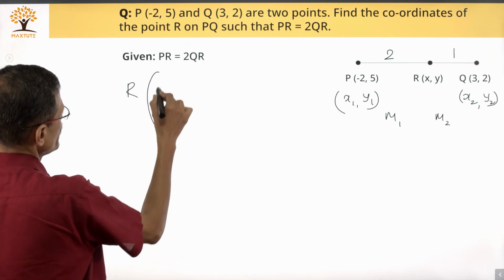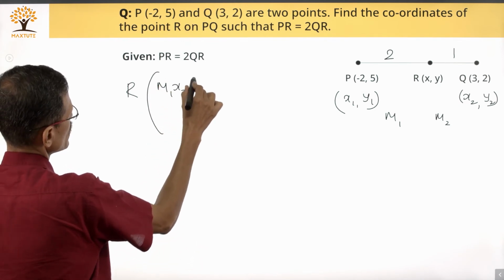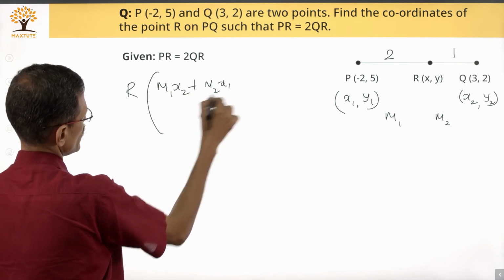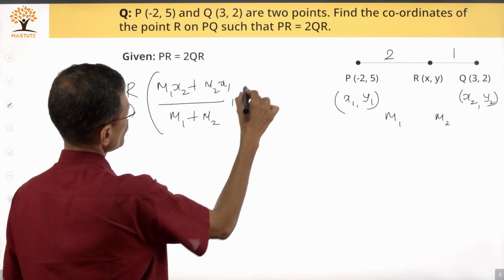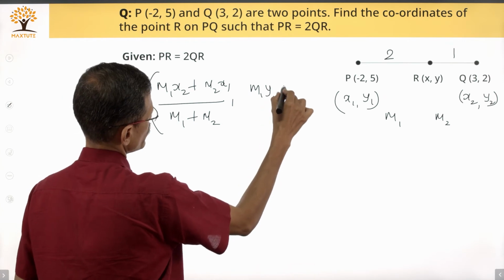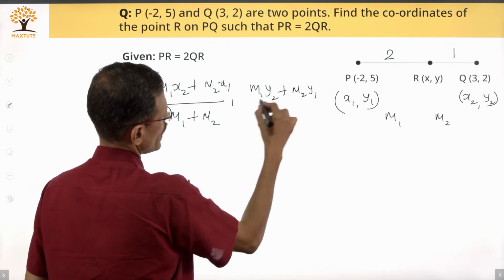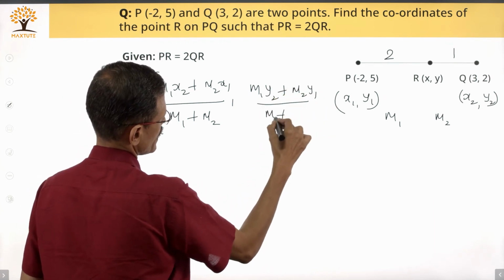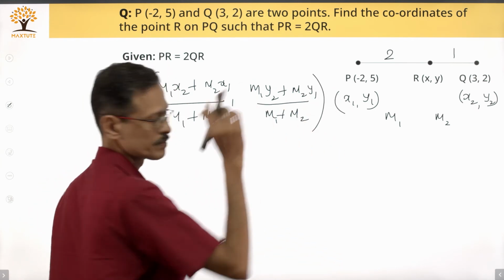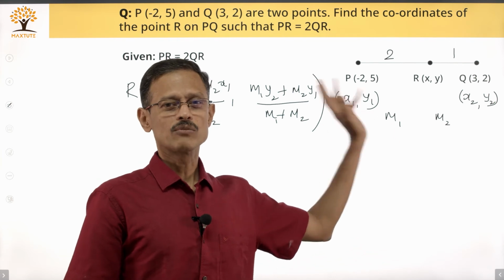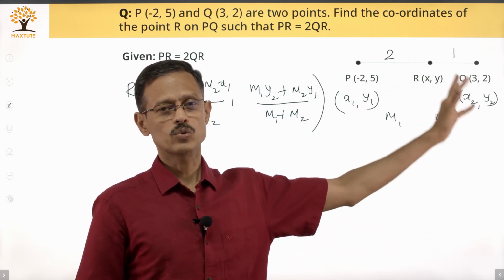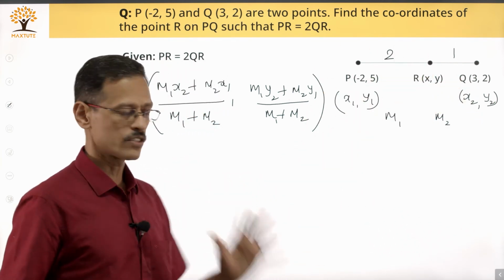Coordinates of point R would be m1 x2 plus m2 x1 divided by m1 plus m2. This is the x coordinate. Y coordinate will be m1 y2 plus m2 y1 divided by m1 plus m2. Just have to be very careful about substituting values for m1, m2, x1, y1, x2, y2, and so forth. Let's do it very slowly, right?